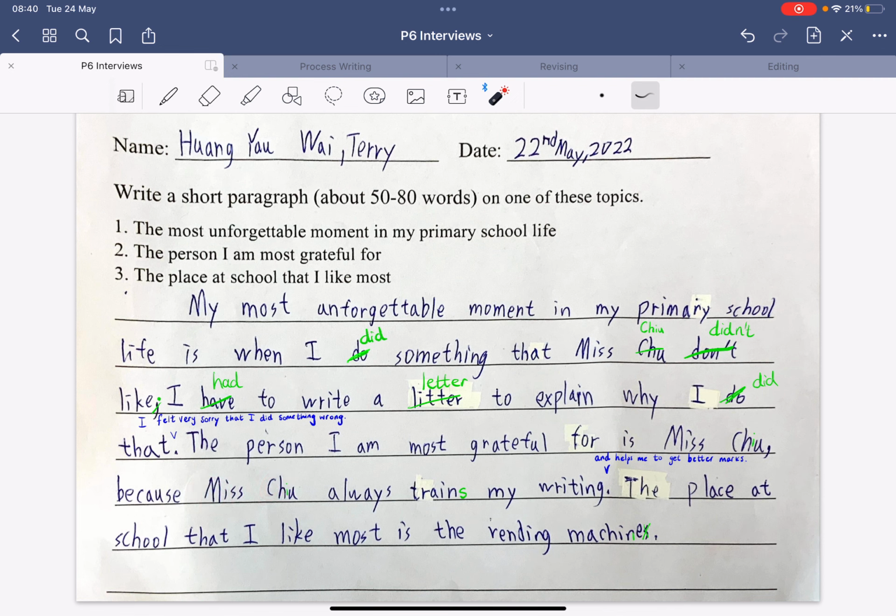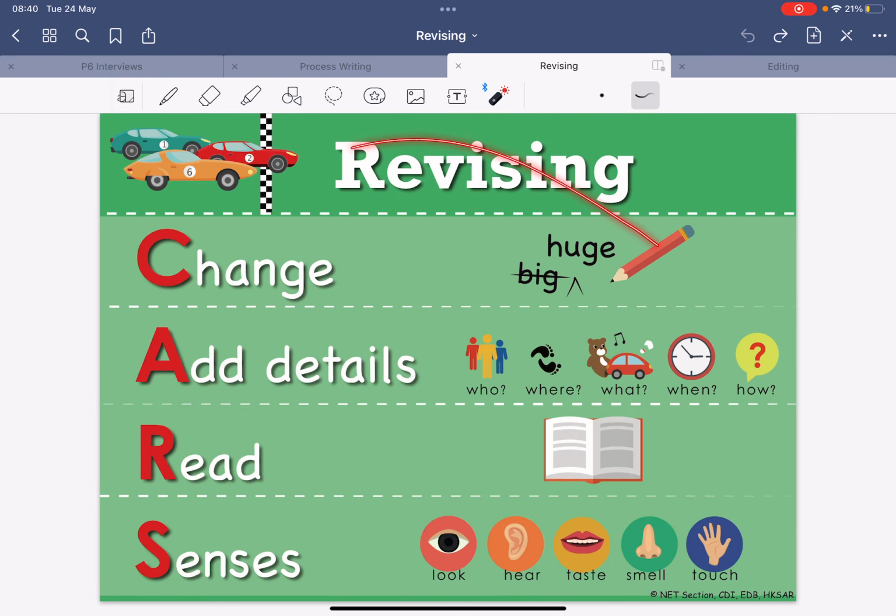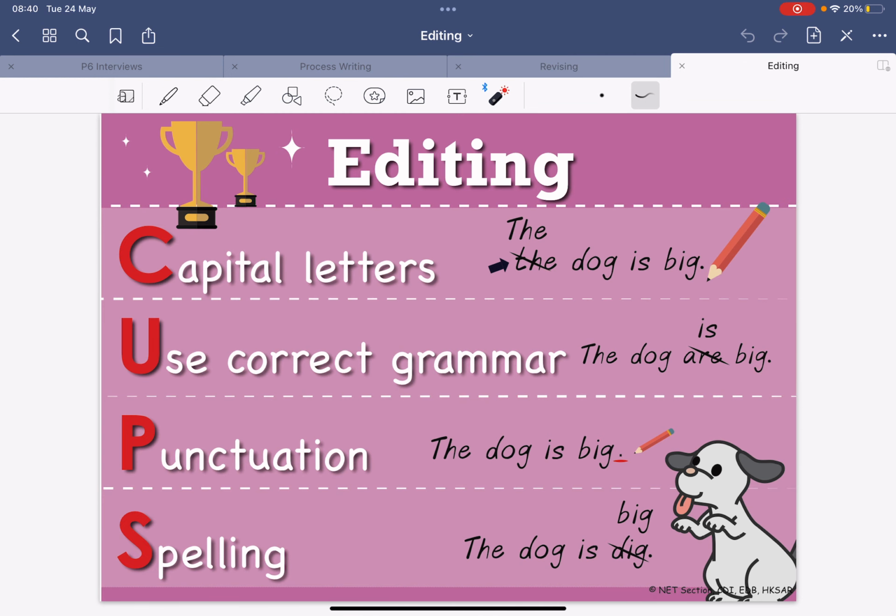Done. Alright, so P6, I want you to go through your writing just like this, okay? First, use one colour and do your revising. That means adding details to your writing, maybe changing some words to make it better. Then pick another colour and go through editing, okay? Look for capital letters, check your grammar, okay?